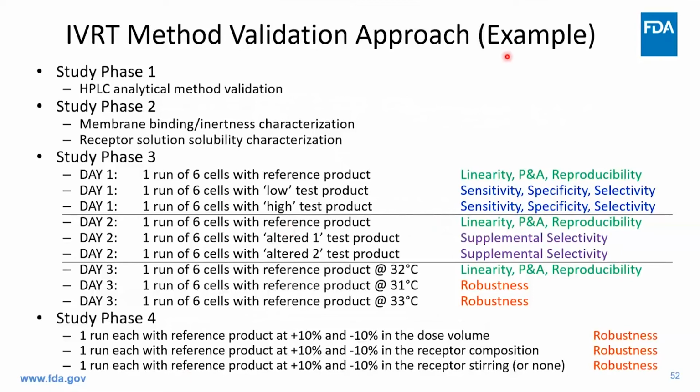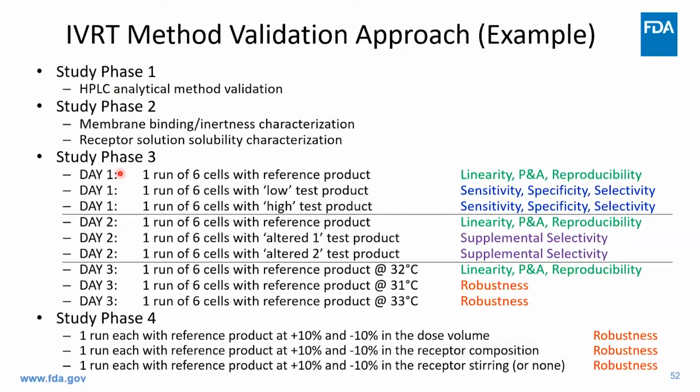Here's an example of the IVRT method validation approach, where it begins with making sure that your HPLC analytical method is validated. Then, using your validated analytical method, you want to make sure that your membrane binding characterization and your receptor solution solubility characterization are assessed with that validated analytical method.